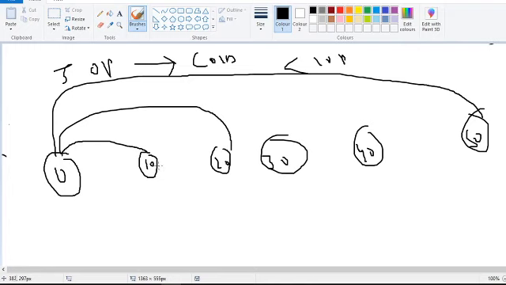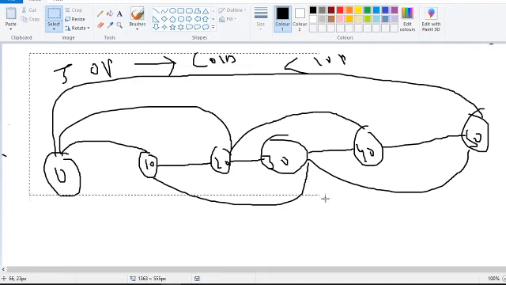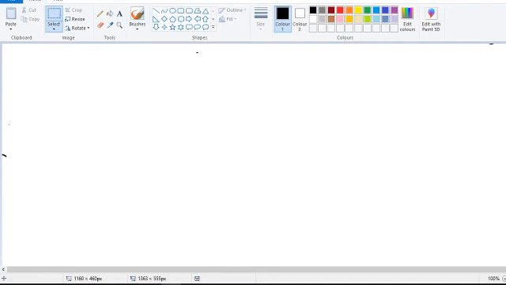Then from 10 it can either go to 20 or it can go to 30. From 20 it can either go to 30 or it can go to 40. From 30 it can either go to 40 or go to 50, and from 40 it can only go to 50. And that is basically the model. Very simple. And that is basically the whole premise.